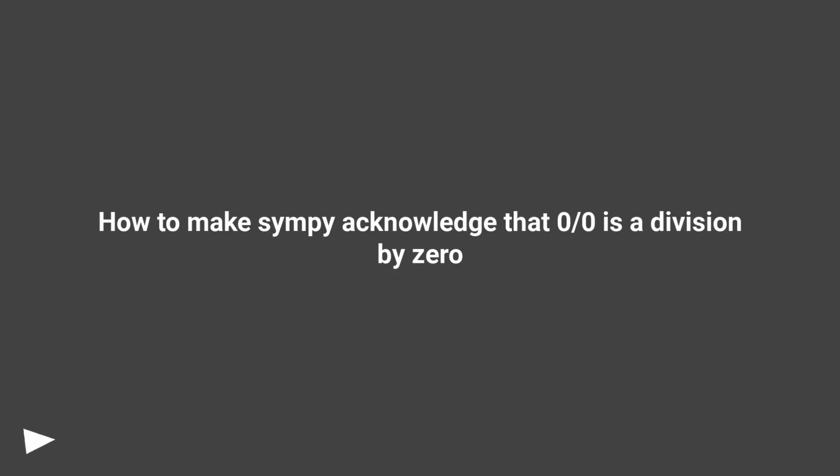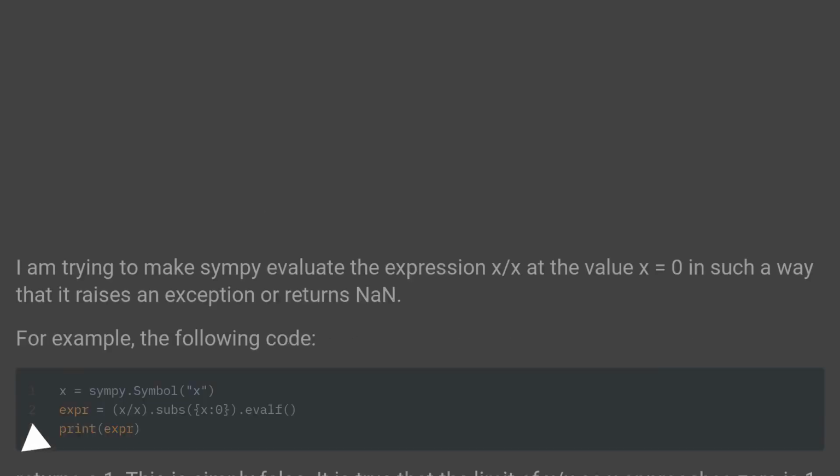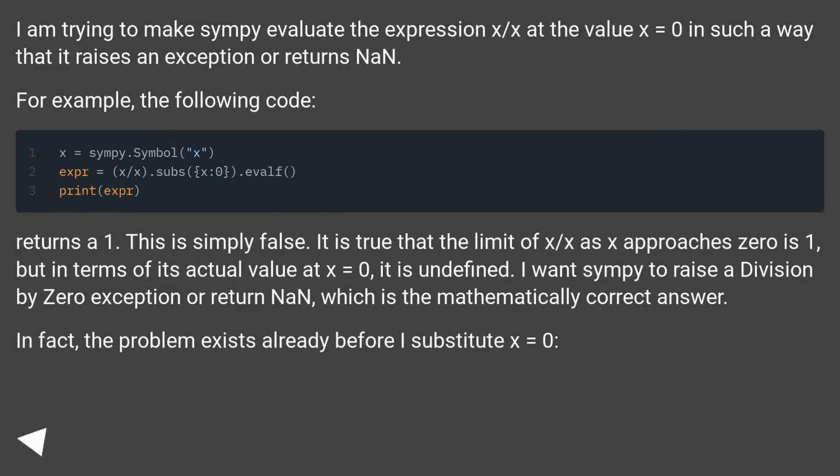How to make sympy acknowledge that 0/0 is a division by 0. I am trying to make sympy evaluate the expression x/x at the value x equals 0 in such a way that it raises an exception or returns NaN. For example, the following code returns a 1. This is simply false.